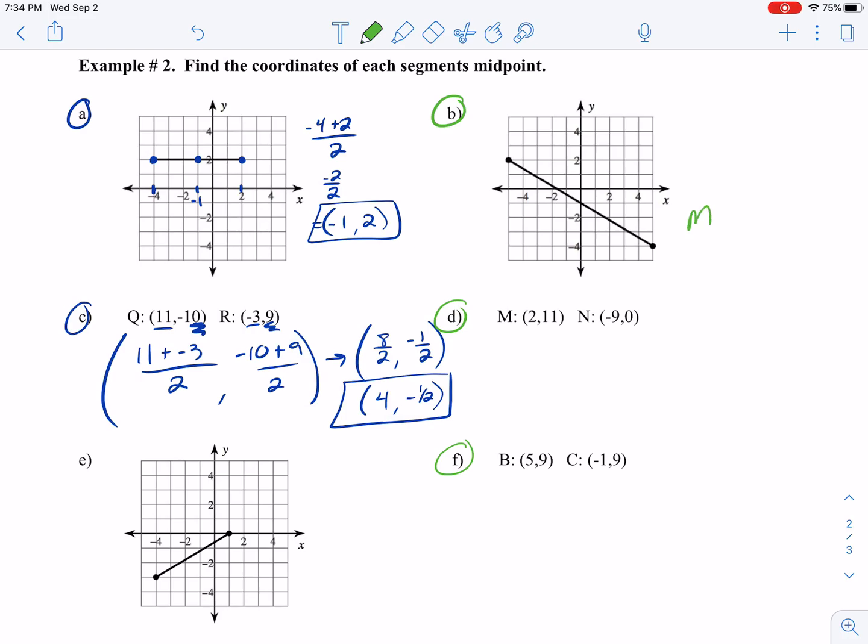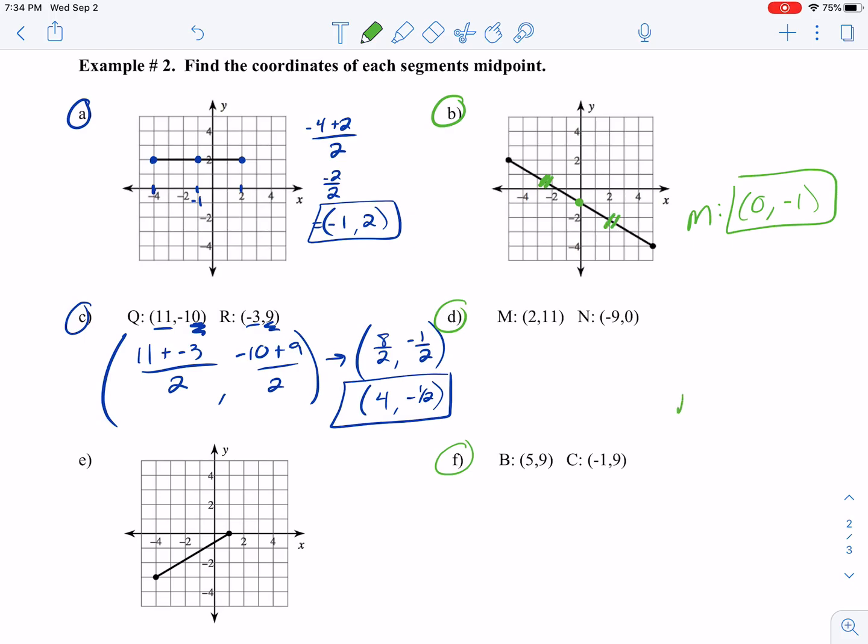For B, your midpoint would have been located at 0, -1. Plot that point, make sure it looks like it's right in the middle of these two endpoints. Yep, these two segments are congruent. It looks like it's right in the middle.